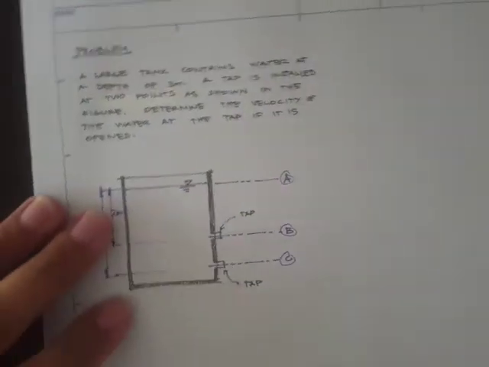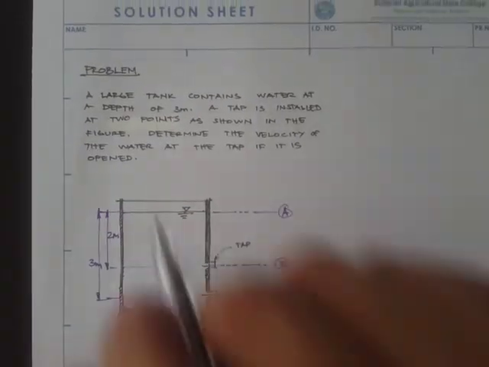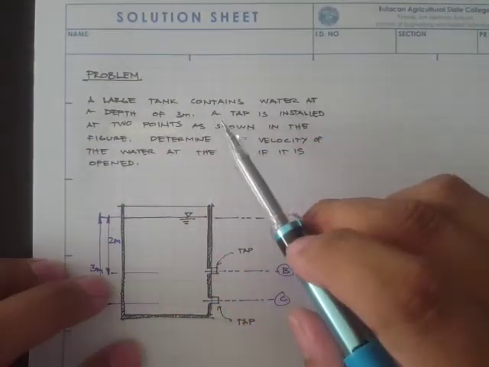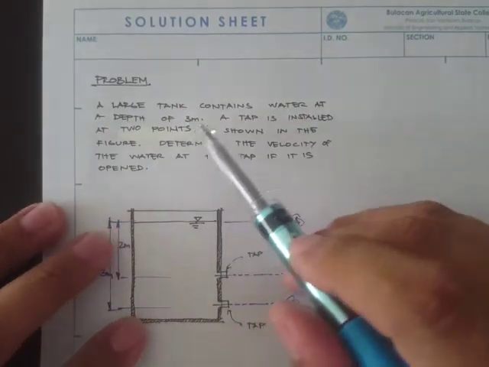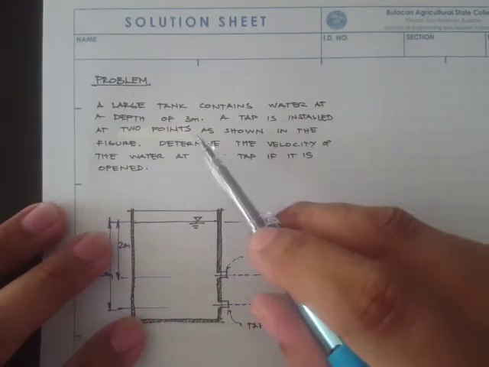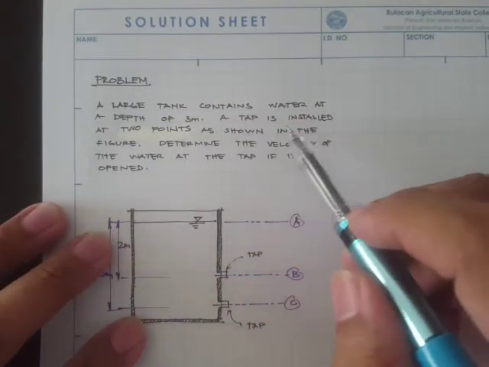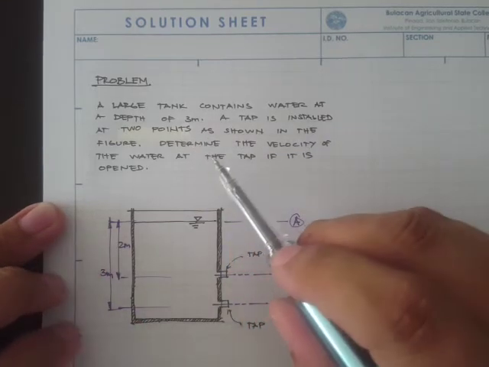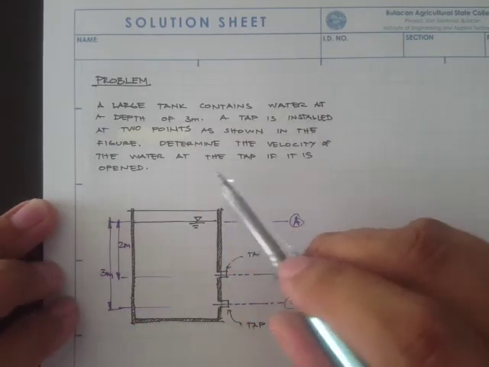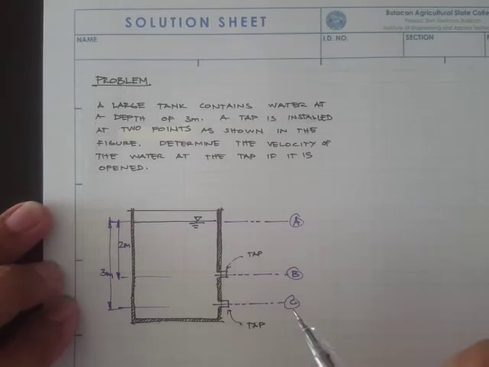Okay, so we have our first problem for the Bernoulli's equation. The problem says a large tank contains water at a depth of 3 meters. A tap is installed at 2 points as shown in the figure. Determine the velocity of the water at the tap if it is open.